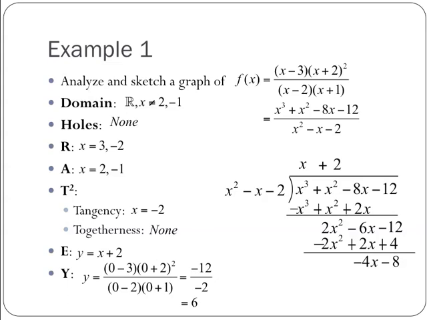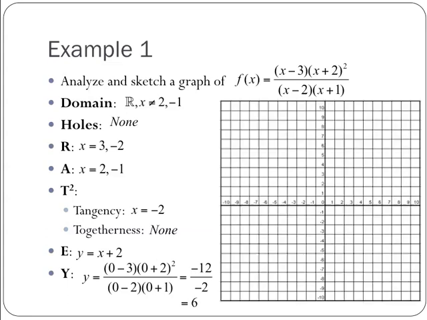All right, now let's take all that information and put it into a graph. We said that we have roots at 3 and at -2, so I'll put those points there. We know we have vertical asymptotes at 2 and at -1. Draw those in.